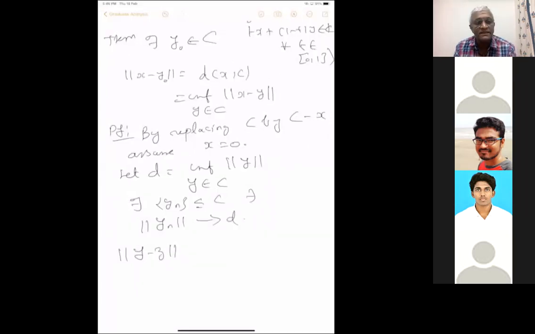Y minus Z plus Y plus Z. Okay, let me take this square. So this is equal to 2 times norm Y square plus norm Z square. This is true for any Y and Z.